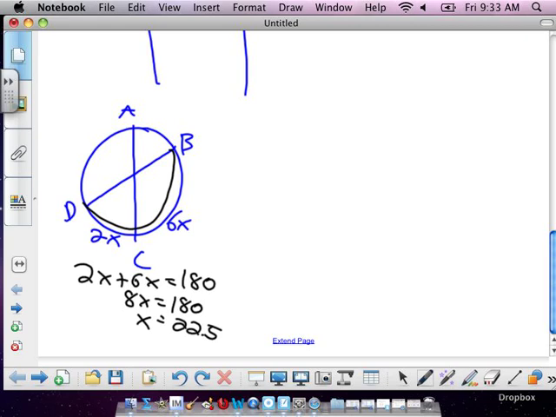But it didn't just ask us for x, it said to find all the measures. So what's 22.5 times 2? You should have your calculators. It is 45 degrees. Okay, and what is 6 times 22.5?